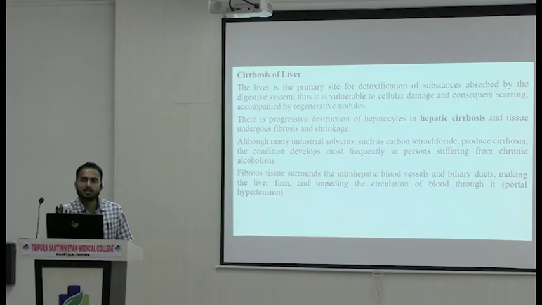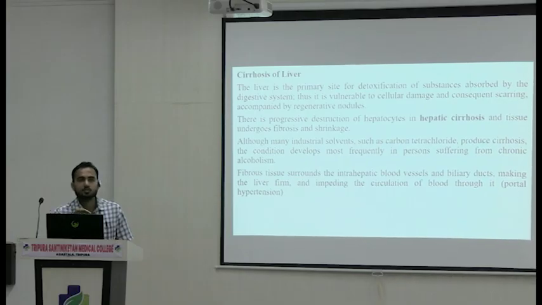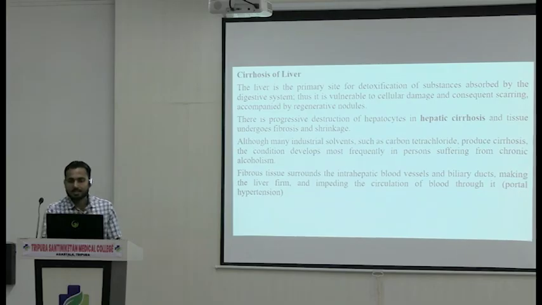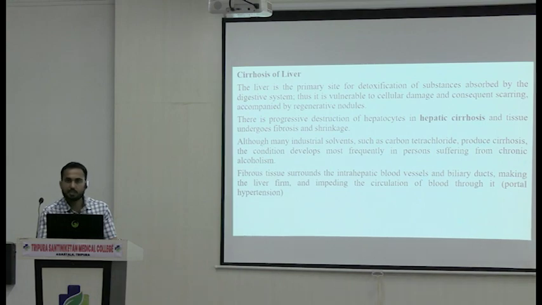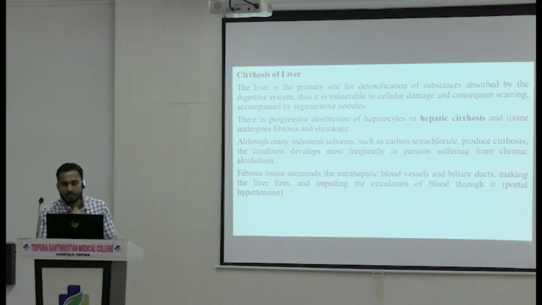So whenever we are eating anything, toxic substance may be present in that, and it has to be filtered, it has to be taken care of. So that is done by the liver. As a result, it is vulnerable to cellular damage, that means damage to the hepatocytes of the liver. As a result, what will happen? There will be consequent scarring. Scar formation will be there, accompanied by regenerative nodules.